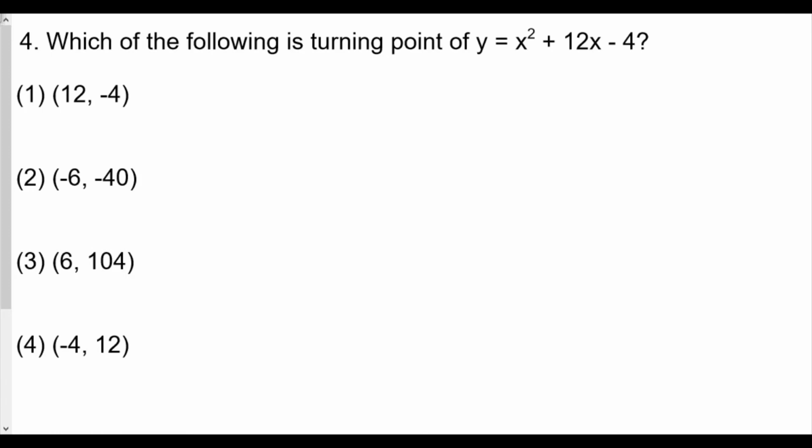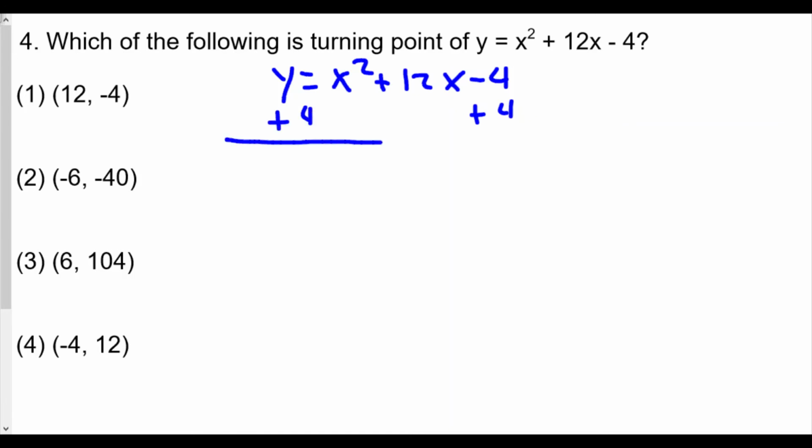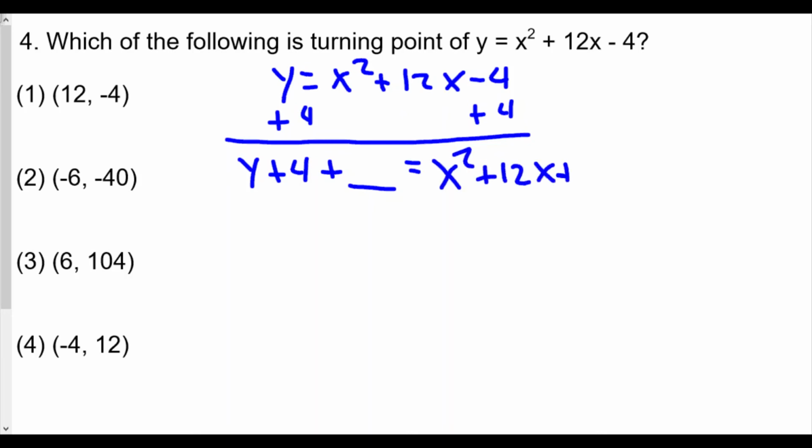So we have here y equals x squared plus 12x minus 4. So we can add 4 to both sides. So we have y plus 4 is equal to, oops, forgot the blank. What do you mean by blank, sir? Blank means, in this case, that's the number we'll fill in, so on both sides of the equation. x squared plus 12x plus another blank.